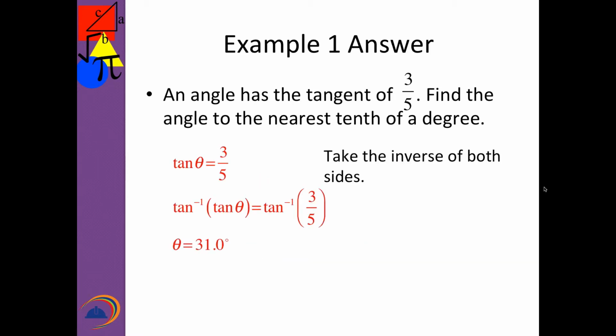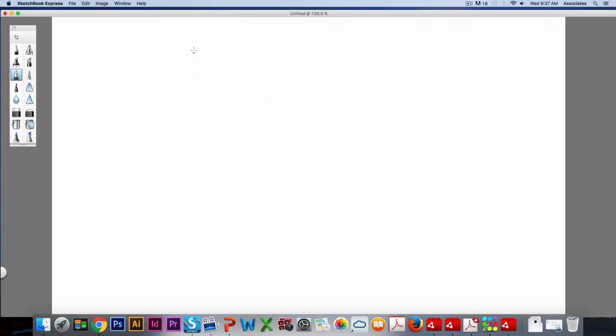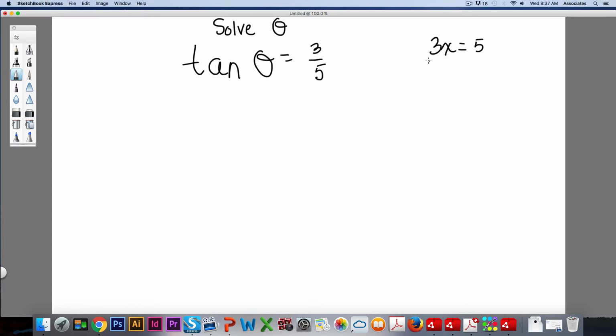And then what I did in order to solve this is I took the inverse tangent of both sides, and I came up with 31.1 degrees. So let's go to our slate right now, and let me see if I can explain it to you. All right, this tangent of theta equals 3/5. What I want to do in this case is I want to solve for theta. It's just like in the problem, like 3x equals 5. You do the inverse of multiplying by 3, so you divide by 3, so x is 5/3.